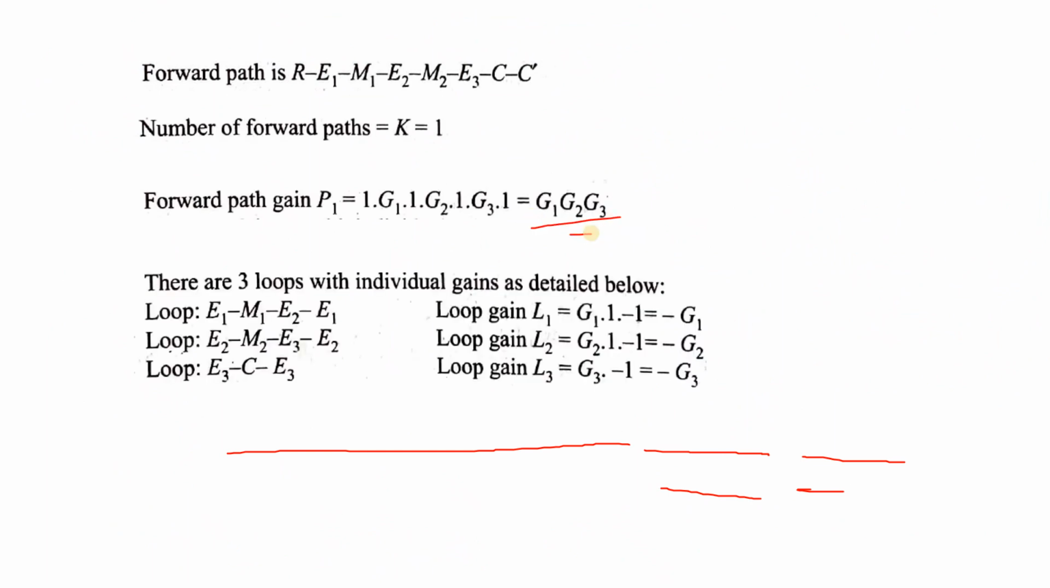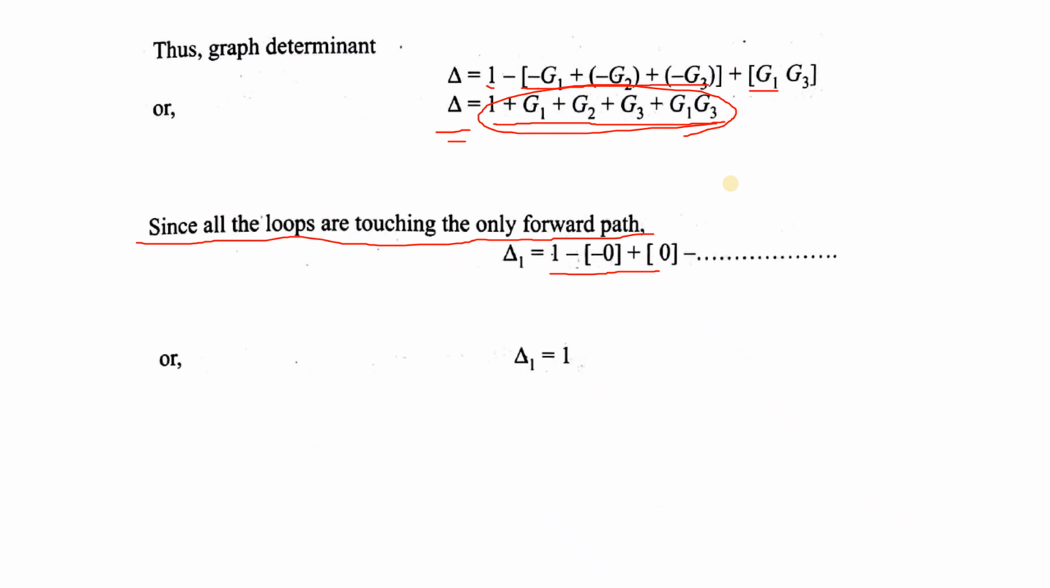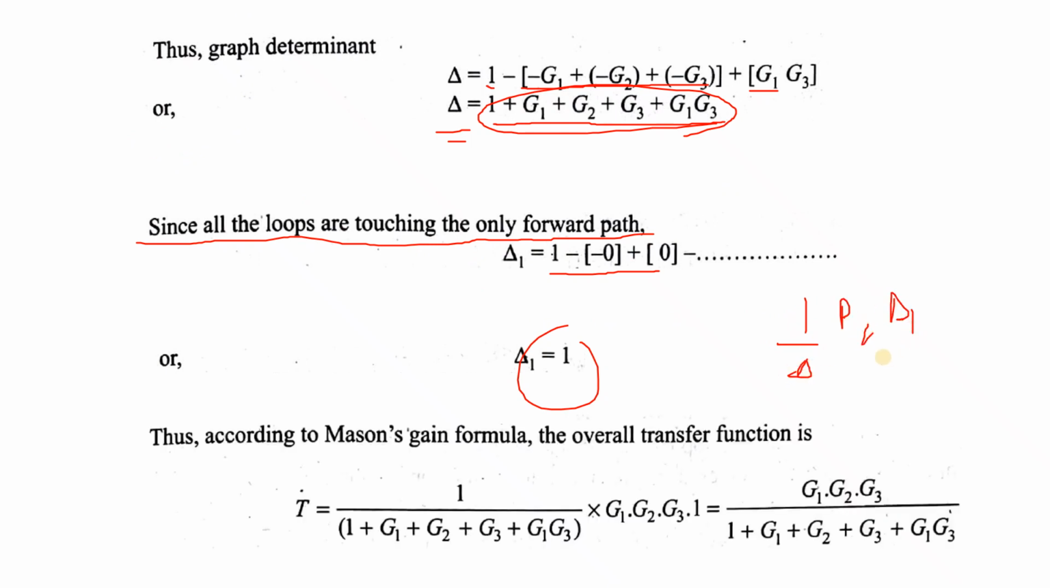So what is P1? P1 is this one. G1, G2, G3 is P1. Okay. Delta is this one. This is delta. And delta 1 is 1. Okay. So formula क्या था? 1 by delta P1 delta 1. तो मतलब 1 by delta P1 delta 1. So this is our transfer function.